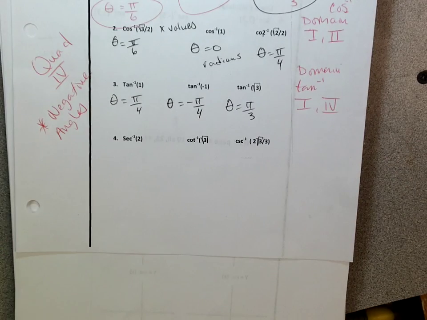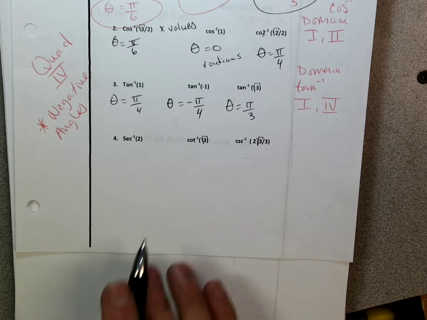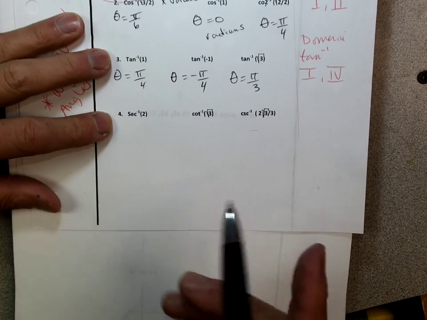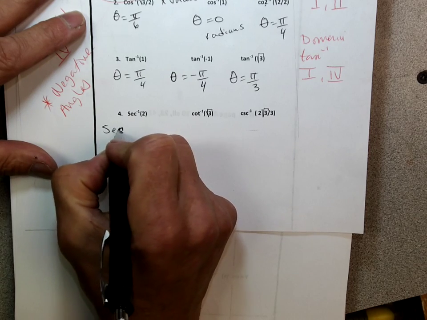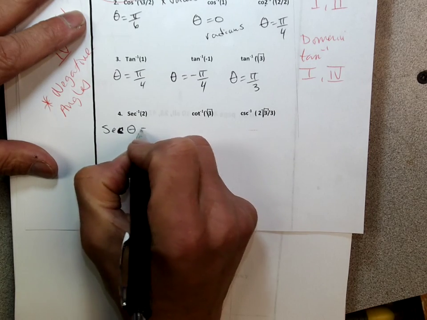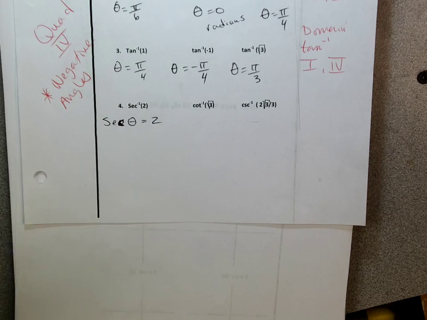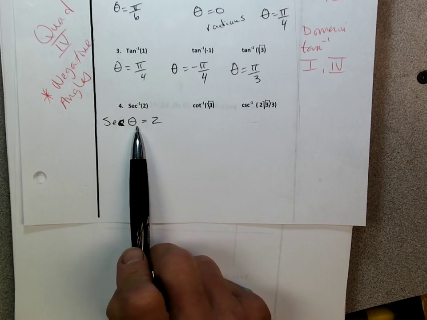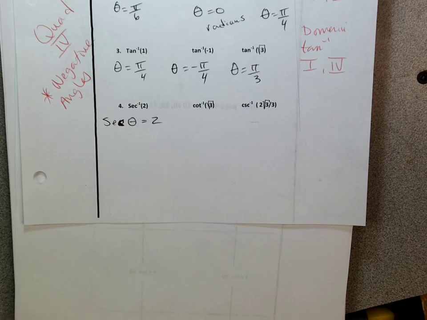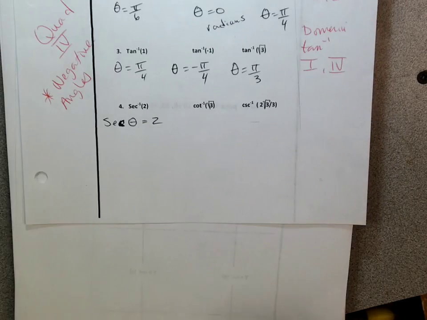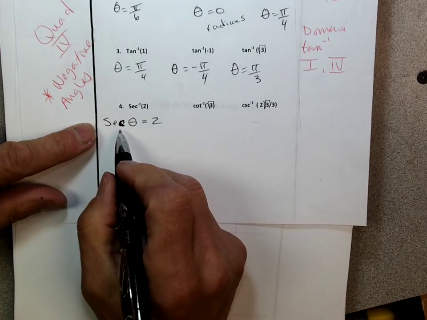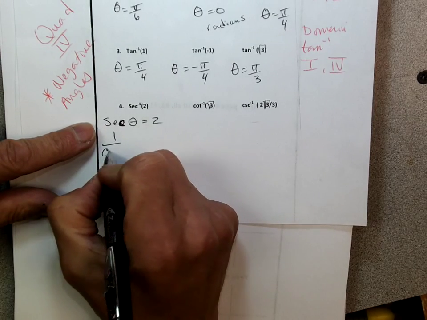What we're going to do on these is actually rewrite the question. Watch carefully. This original question says I've got a secant of some angle equals 2, and I want to find the angle. I can't draw the secant, the cosecant, or the cotangent. It'd be way too crowded, and we don't use these that often. So how does this work? Well, we know that secant is the same thing as 1 over cosine.